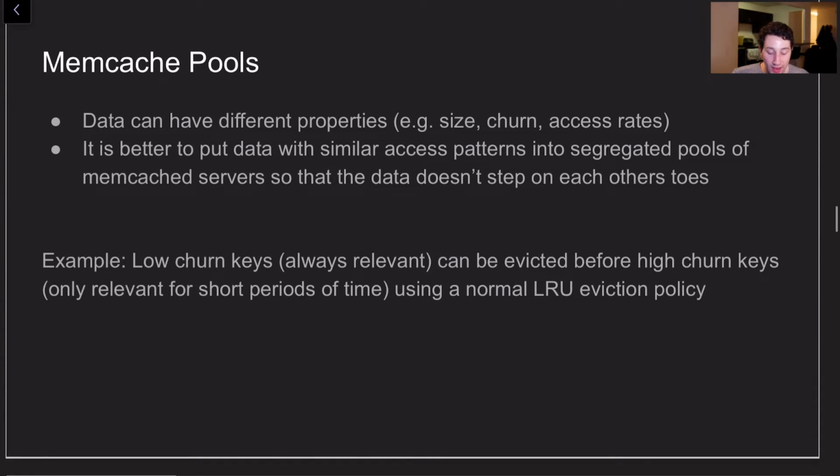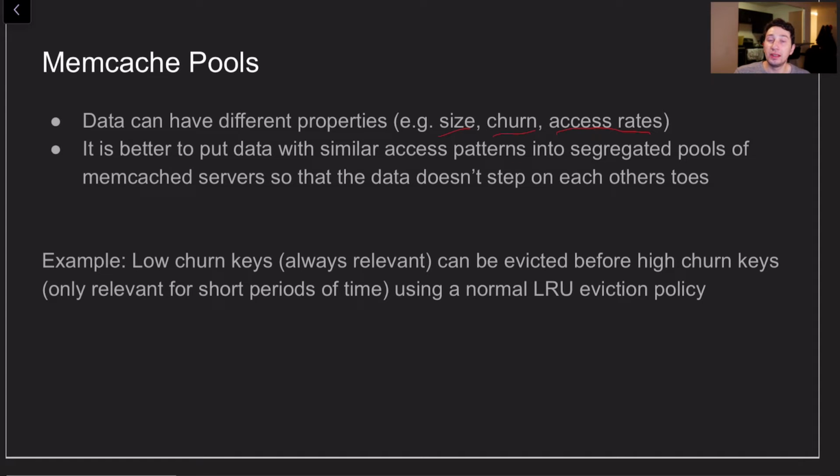Great. Another concept that we have is going to be that of Memcache pools. Basically, empirically, after running these Memcache instances for a while, the developers at Facebook found that data has different properties, right? Keys and values can have different sizes. They can have different churn, where churn basically implies how often things are being evicted from the cache or no longer relevant. Or they can have different access rates. Certain data is being accessed really frequently.